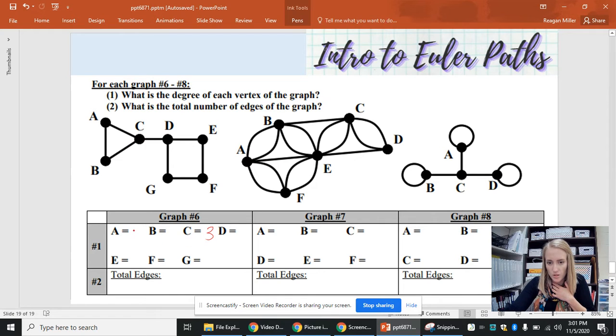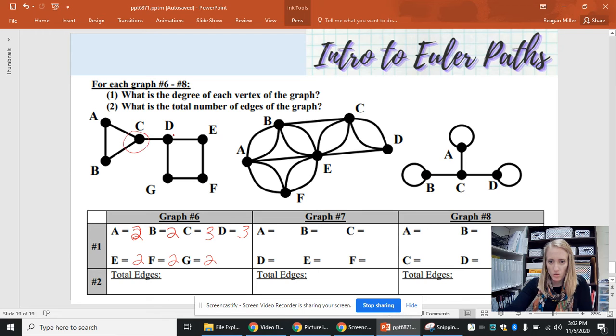Oh, I don't know where these went. They disappeared. Oh, what in the world? There it goes. Okay. D, it's 1, 2, 3. E is 1, 2. F, 1, 2. G, 1, 2. So you'll notice here that we have two odd vertices, C and D.